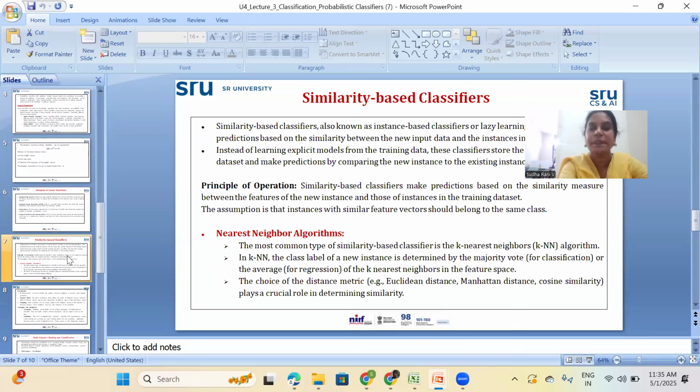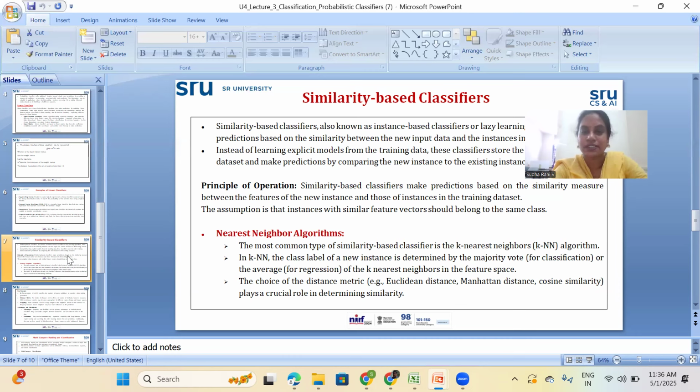Principles of operation. Similarity-based classifiers make predictions based on the similarity measures between the features of a new instance and those of instances in the training dataset. The assumption is that instances with similar feature vectors should belong to the same class. So here we have the nearest neighbor algorithm. The most common type of similarity-based classifier is k-nearest neighbor, called the KNN algorithm. In KNN, the class label of a new instance is determined by the majority vote or the average of the k nearest neighbors in the feature space.